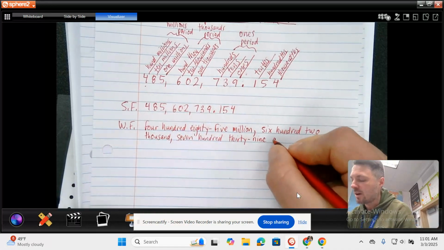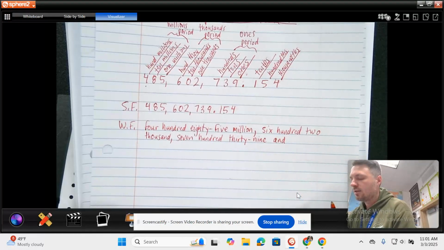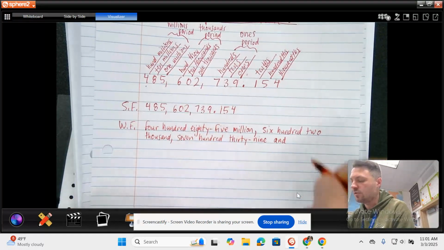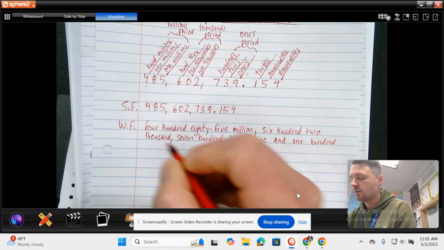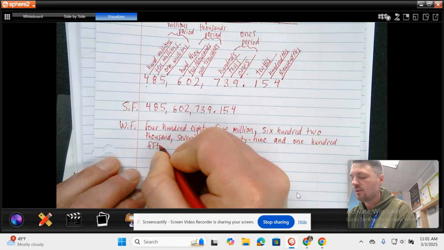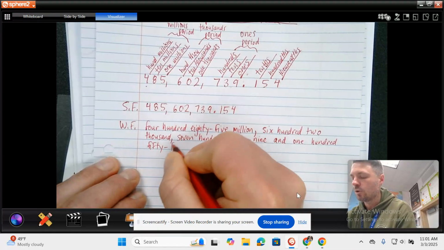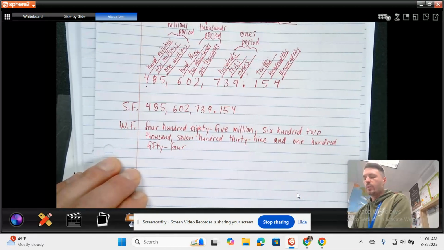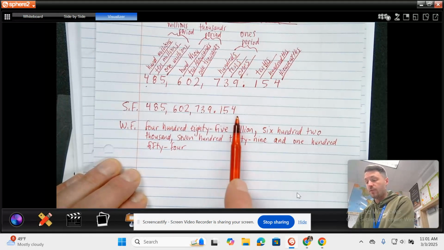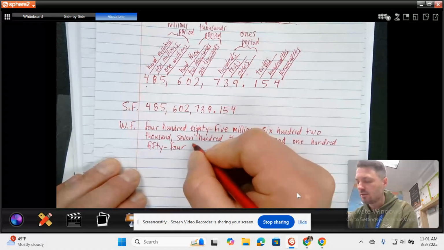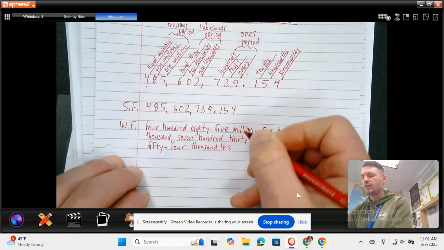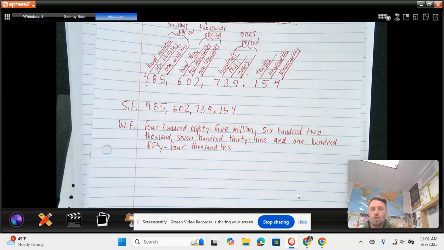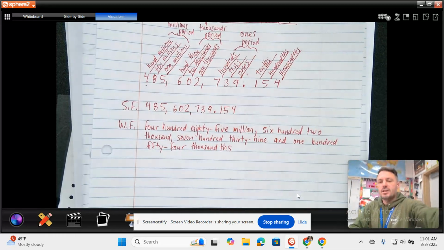Then for the decimal point, we write and. Then we write 154. Then we write the name of the farthest place value position to the right. That 4 is in the thousandths place, so we write thousandths. And that's how we write that number in word form. I'm going to sit down.